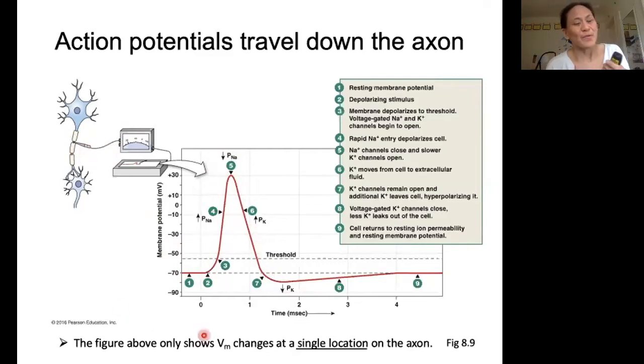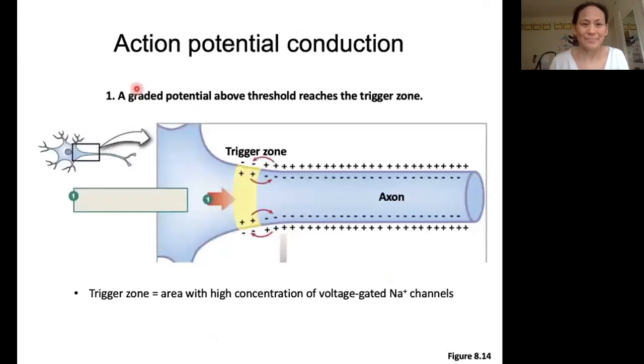However, remember that I told you at the very beginning of this unit on the nervous system, and also just throughout our discussions of action potentials, remember that action potentials travel down the axon. That is not shown here, okay? So we have yet to address this question. How do action potentials travel down the axon? So let's talk about that.